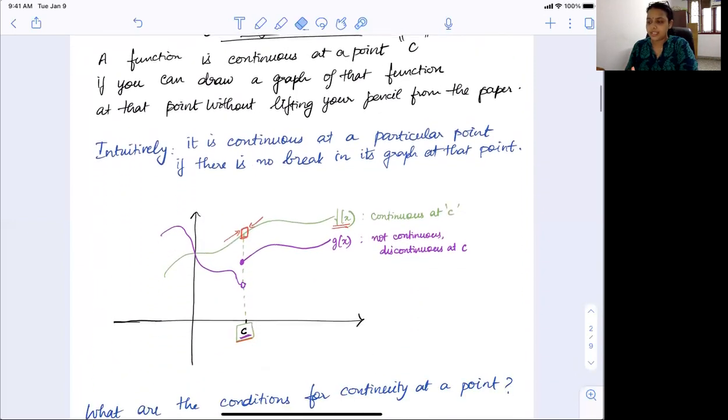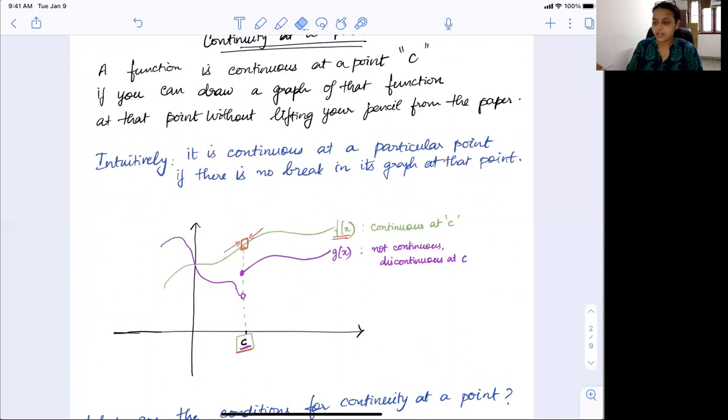Okay, so we say that a function is continuous at a point if you can draw a graph of that function at that point. So we're now talking about continuity at a particular point, say C, where C can be any constant. And we're first interested in understanding the notion of continuity at that particular point. If you're able to draw a graph of that function at that point without ever lifting your pencil from the paper, then the function is continuous at that point. Or in other words, it's continuous if there is no break in the graph at that point.